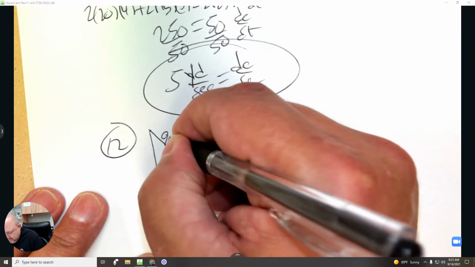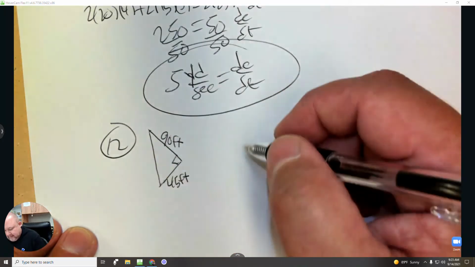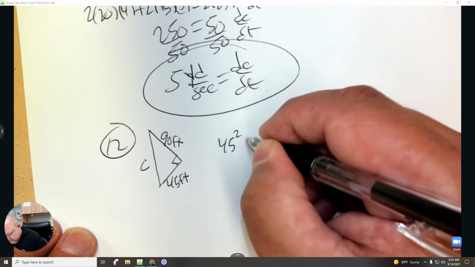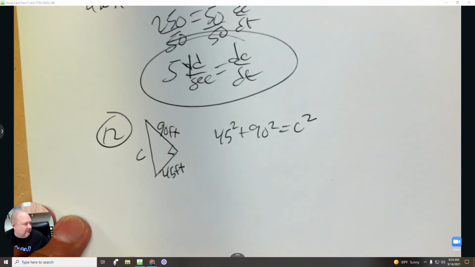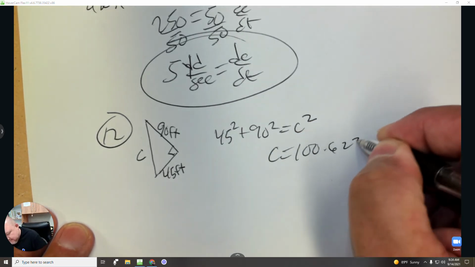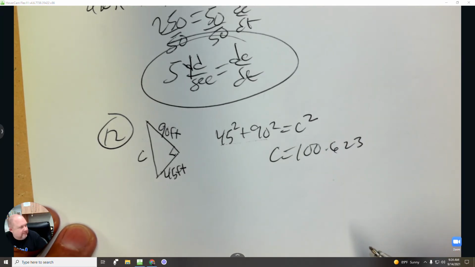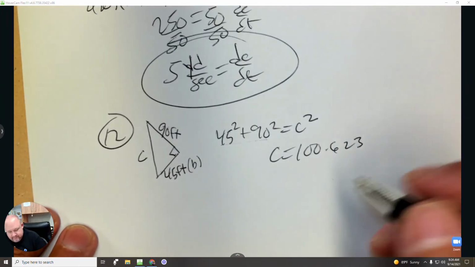So this is 90 feet, that's baseball. Halfway would mean this is 45 feet. And then I need to know that distance. So that's how you would solve for that distance. And a decimal, it would be what? 100.623. So if you solve for this in square root, that's the approximate answer. So I'm going to label this B for the base runner.